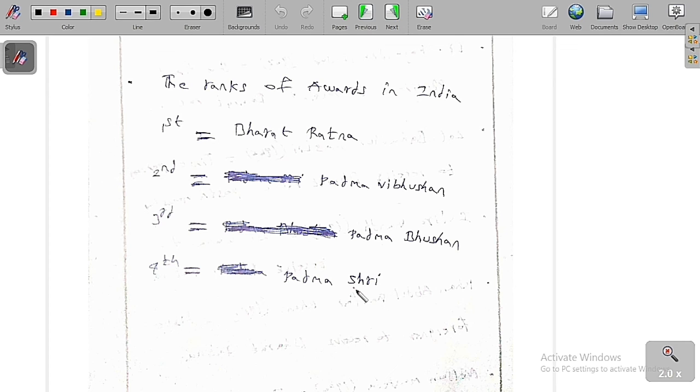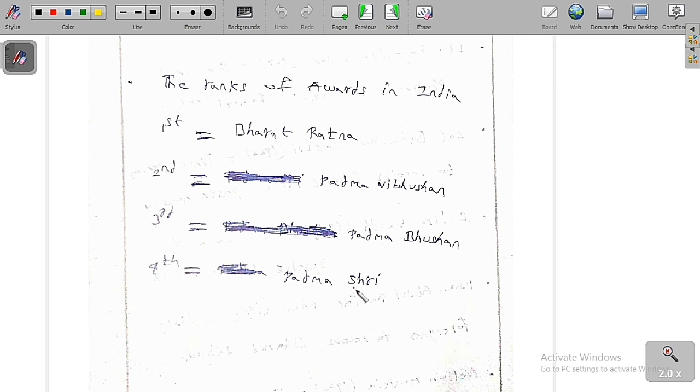Then comes Khan Abdul Ghaffar Khan in the year 1987. He is the first foreigner to receive the Bharat Ratna and is from Pakistan. Then comes Nelson Mandela in the year 1990.